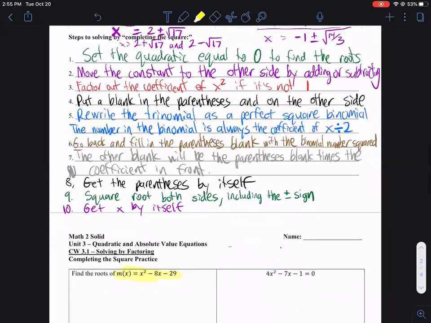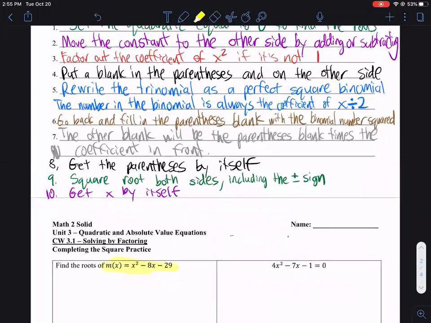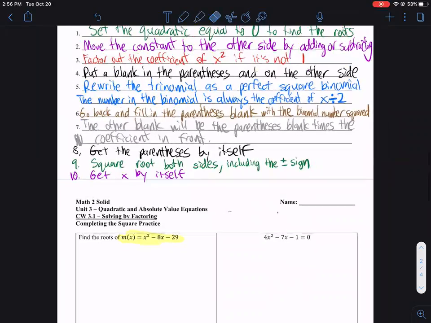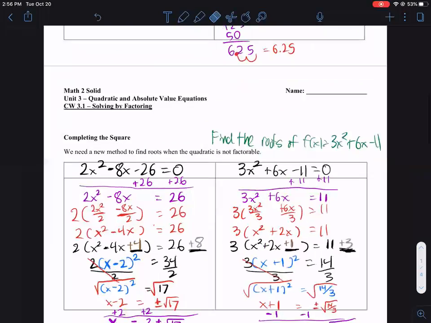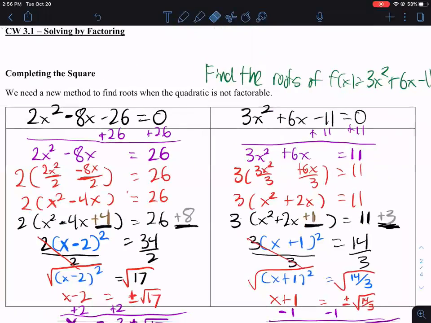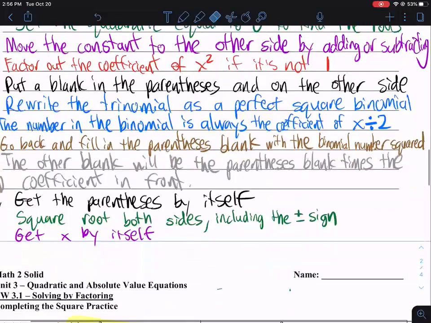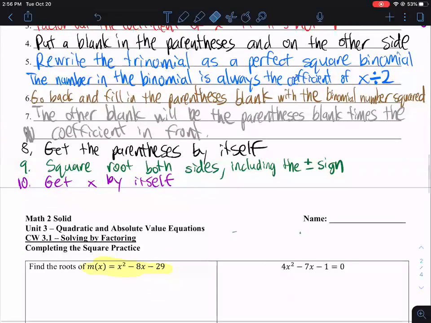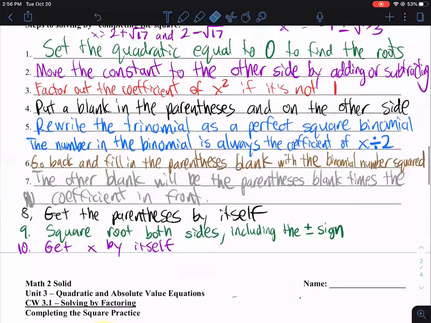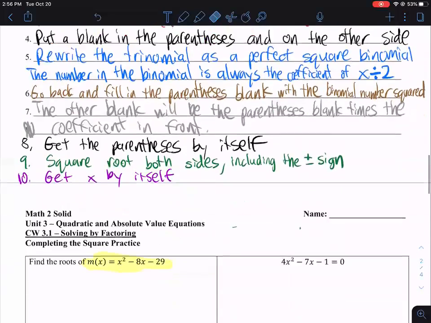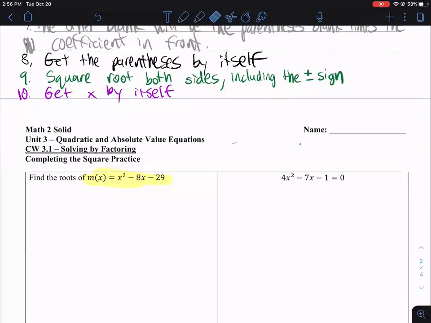So let me go ahead and start this top left problem. Okay, so again, for the problems on the examples, these were already equal to 0. So I said, let's just skip the first step. But if it's phrased like find the roots or find the x-intercepts, remember the very first thing you do is you set it equal to 0. Okay, so let's go ahead and set this equal to 0.